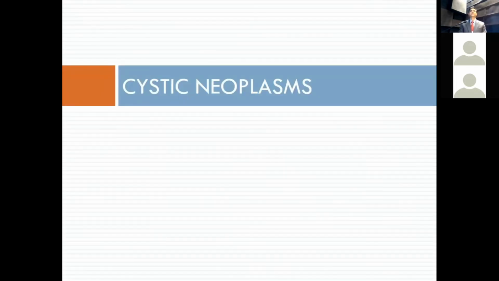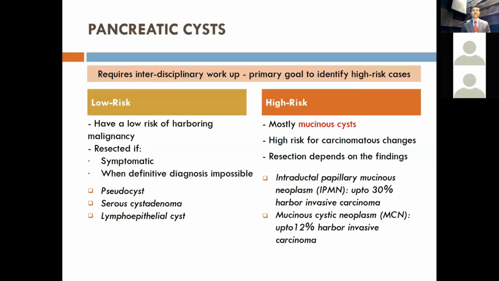From here on, I'm going to present cases of cystic neoplasm of the pancreas. For evaluation of pancreatic cysts, the management and diagnosis of these cysts requires an interdisciplinary workup with the primary goal to identify high-risk cases. The low-risk cysts are typically followed up and are only dissected if the patient is symptomatic or when definitive diagnosis is not possible. High-risk cysts, which mostly include mucinous cysts, have high risk of harboring invasive carcinomas and are, in most cases, resected.